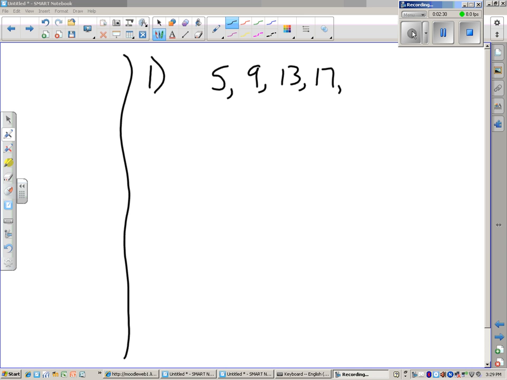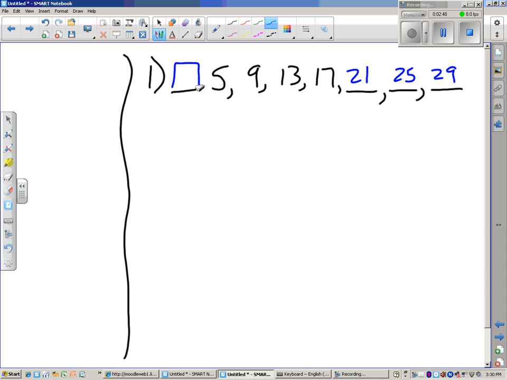The first thing I want you to think of is what are the next 3 numbers that would come in the sequence, and think of what the number is before that number. Fill those in. 21, 25, 29 came after it. What was the number that would go before the sequence? 1.